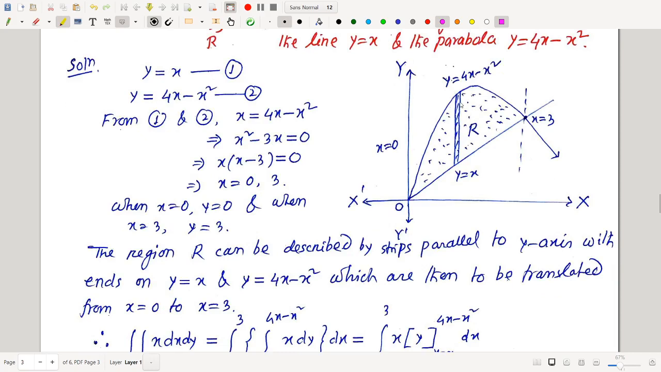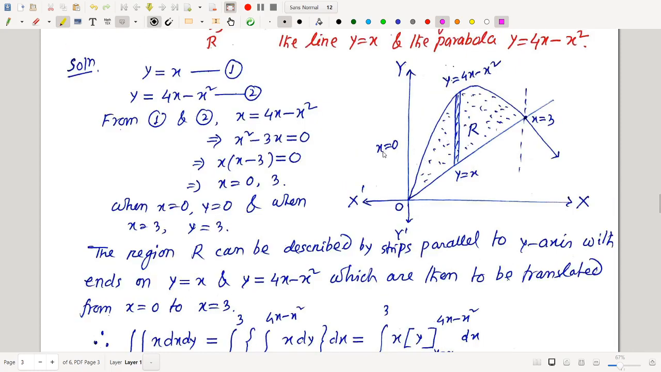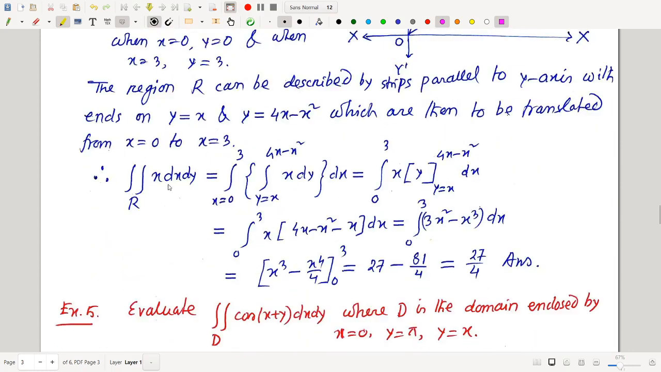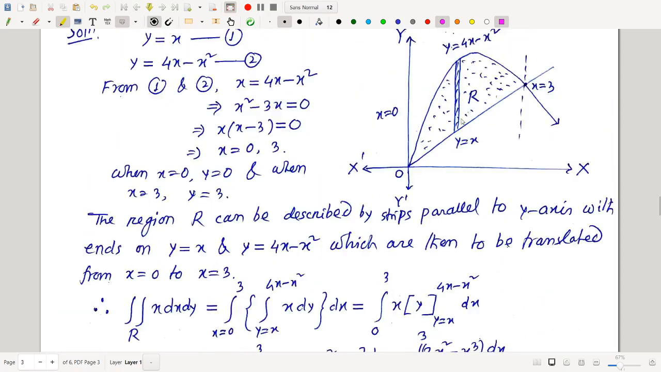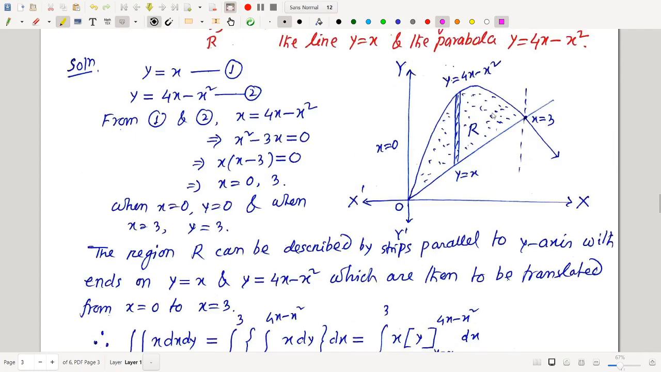Now we see that this region can be described by strips parallel to y axis with ends on y equal to x and y equal to 4x minus x square. And then this strip is to be translated from x equal to 0 to x equal to 3. So that's why the double integral is given like that. The double integral of x over the region R is equal to, first we integrate with respect to y, from y equal to x along the strip to y equal to 4x minus x square. So integration with respect to y first, and then we integrate with respect to x from x equal to 0 to x equal to 3, because the strip is to be translated from 0 to 3.